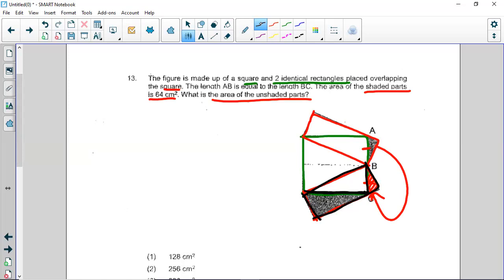So what is the other half that's shaded? The other half that's shaded is over here. So this is the half of the rectangle. And the unshaded triangle is also the other half. So the rectangle is made of two triangles.